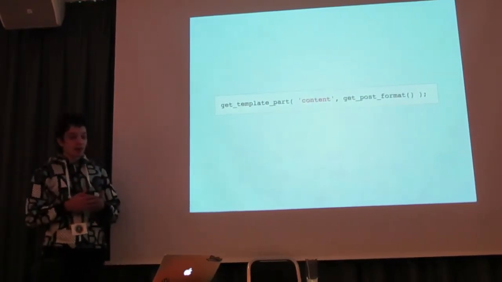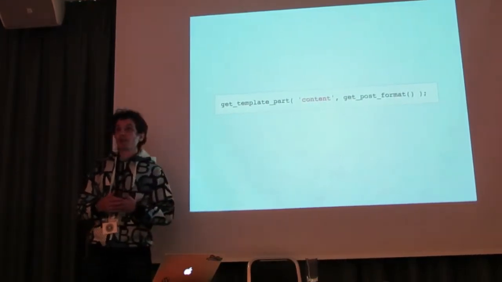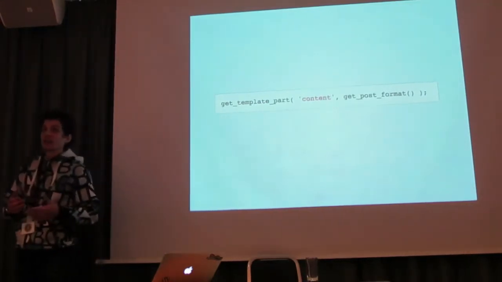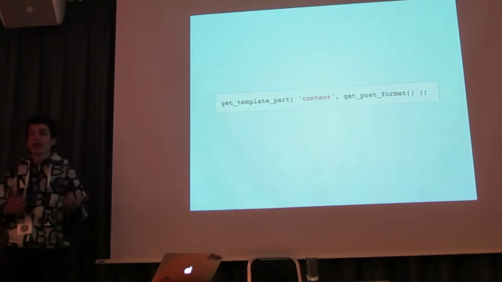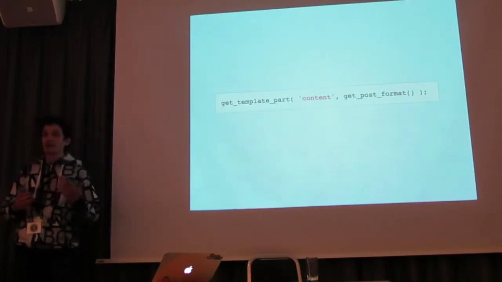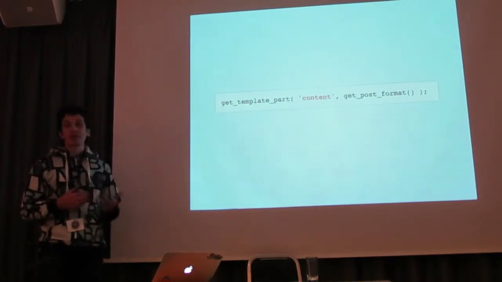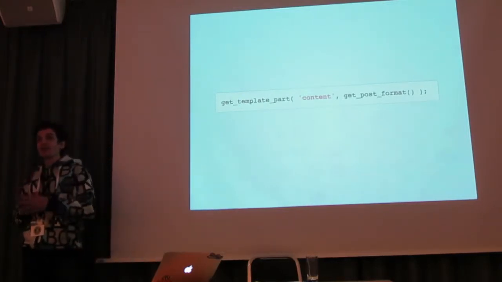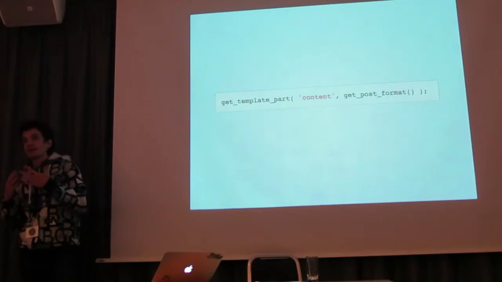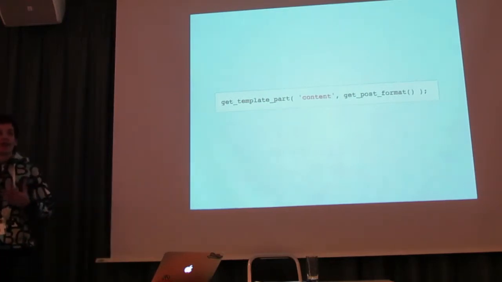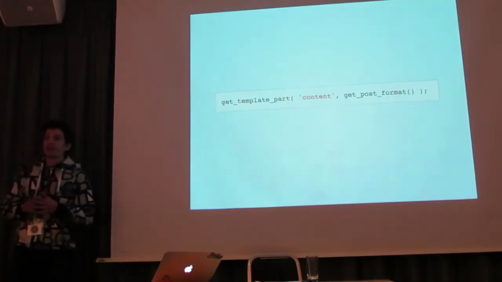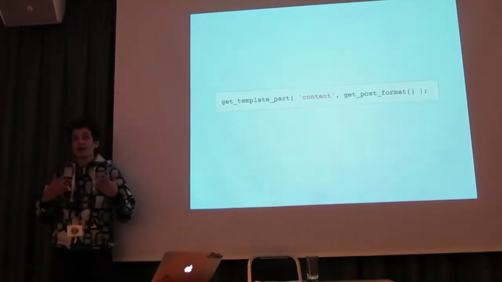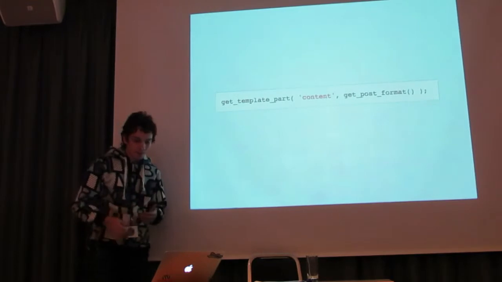As a second argument, we pass the get_post_format function to get_template_part. So if our post is a gallery, this will attempt to include content-gallery.php. And if our post is a quote, it'll try to include content-quote.php. So as a child theme developer, it would be very easy for me to, for example, override the quote output by creating a content-quote.php file in my child theme. This makes the parent theme a little bit more flexible to work with.